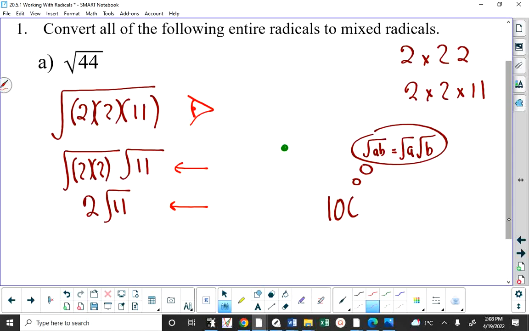2 and 2 are a buddy. They're a pair. And you take out a pair and you write it as a single one outside. And the reason you're doing that is this is a square root. Okay? Now, I prefer to do this a little bit different.